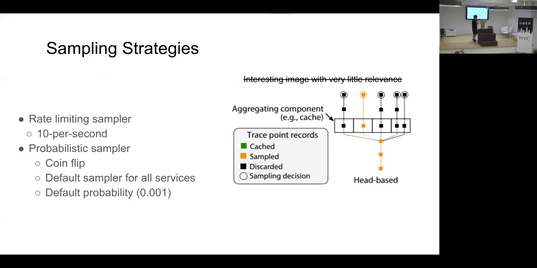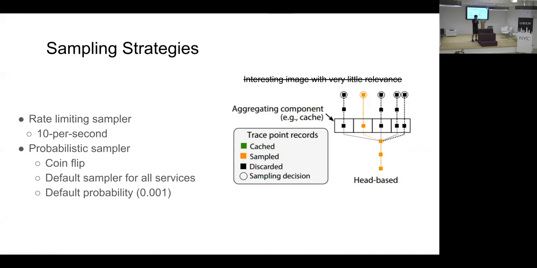Okay. So here are some of the sampling strategies that Jaeger provides. There are others, but we're just going to talk about these two for now. The rate limiting sampler, what that does is, let's say you give it a certain rate, let's say 10 traces per second, then Jaeger will generate at most 10 traces a second, right? So this sampler is essentially upper bounding the number of samples that you can generate.